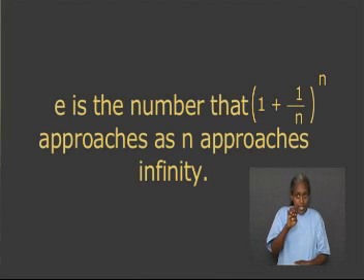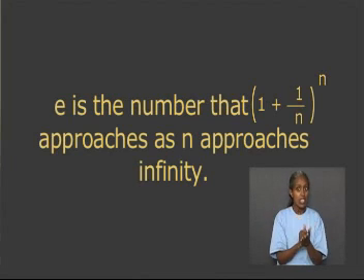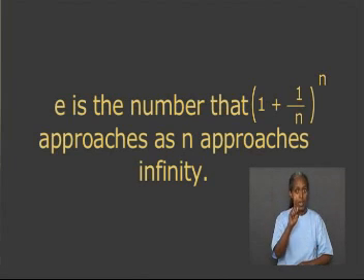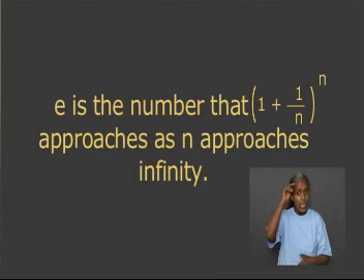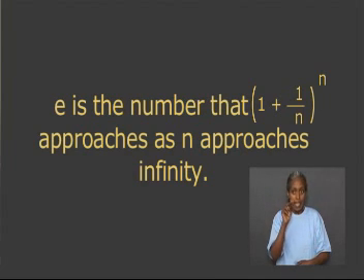E is the number that (1 + 1/n)^n approaches as n approaches infinity. Like pi, e is a number without end. It can be calculated to an infinite number of decimal places. How is the number e used? Let us look at an example.